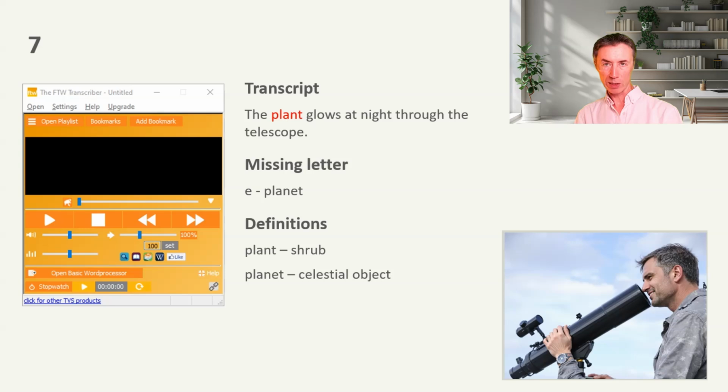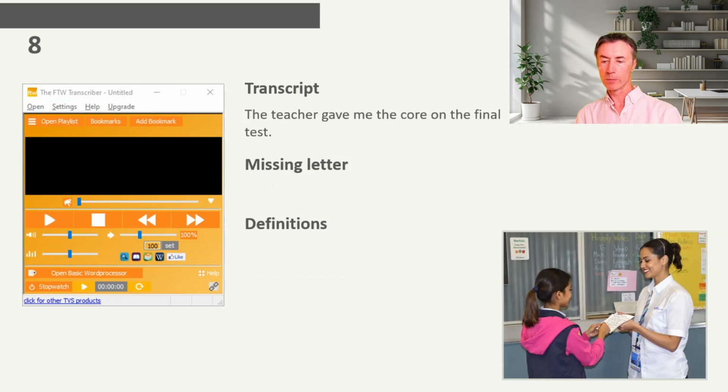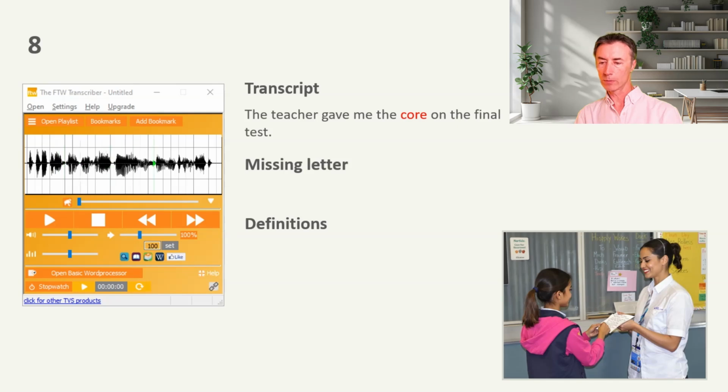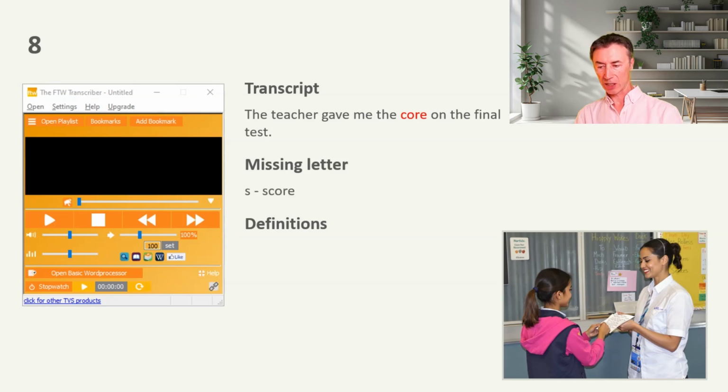Number 8, which word has a missing letter? Here's the answer. Core has a missing letter. Which letter? Have a listen. The teacher gave me the score on the final test. And the answer, S, is missing because core should be score. Definitions, core means the center of something, like in an apple, and score means result.